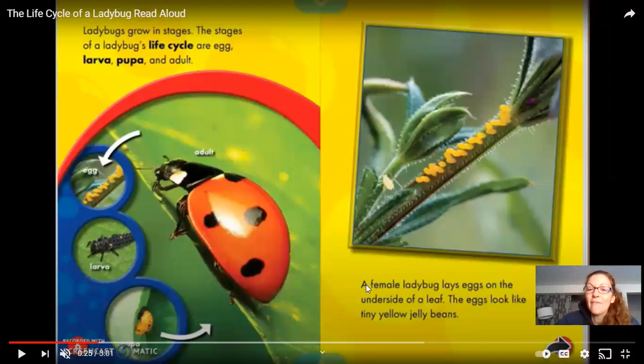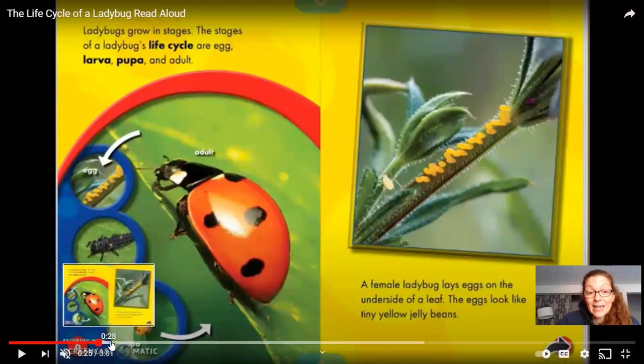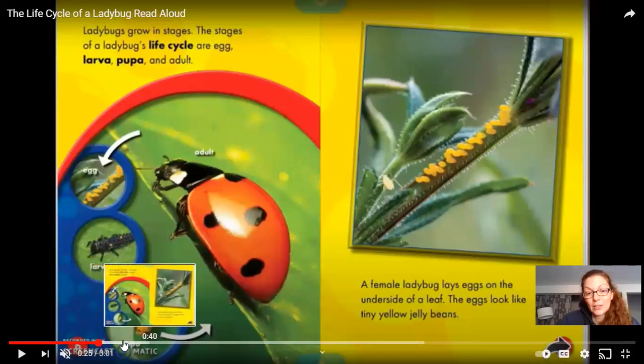All right. A female ladybug lays eggs on the underside of a leaf. The eggs look like tiny yellow jelly beans. They do. They look like jelly beans. All right. So we know it starts off as an egg. That much is obvious. Look at these key words that we're going to find back in the glossary. There's life cycle, larva, and pupa. So let's turn the page and let's find out more about the next stages.